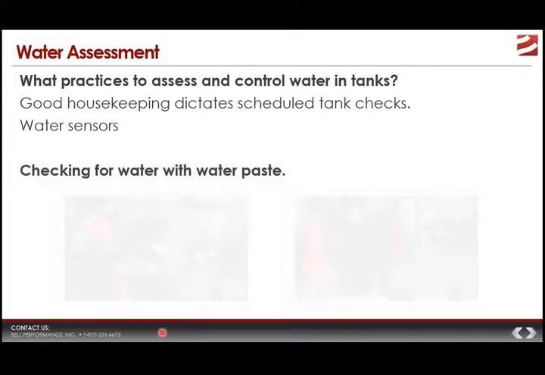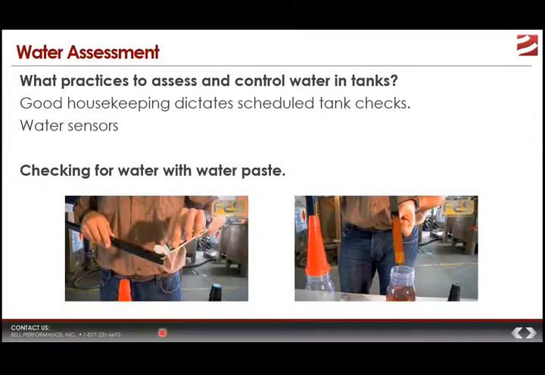As Ronald Reagan said, trust but verify. And so the best practice is that you rely on the water sensor data, but you also back it up with good old just human checking, and that involves checking for water with water paste. Now, if you're in the fuel industry, if you've had to manage storage tanks, you probably already know how to do this. This looks familiar to you.